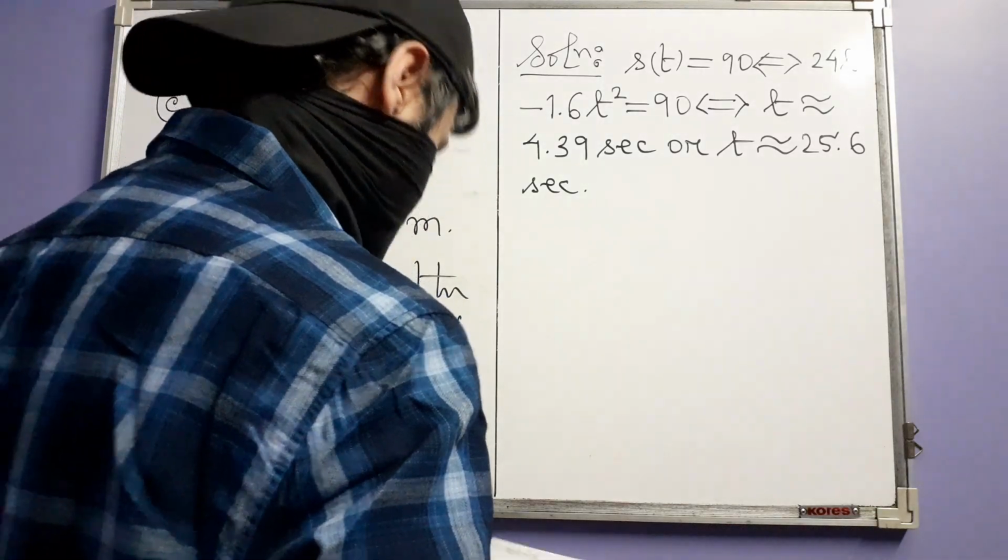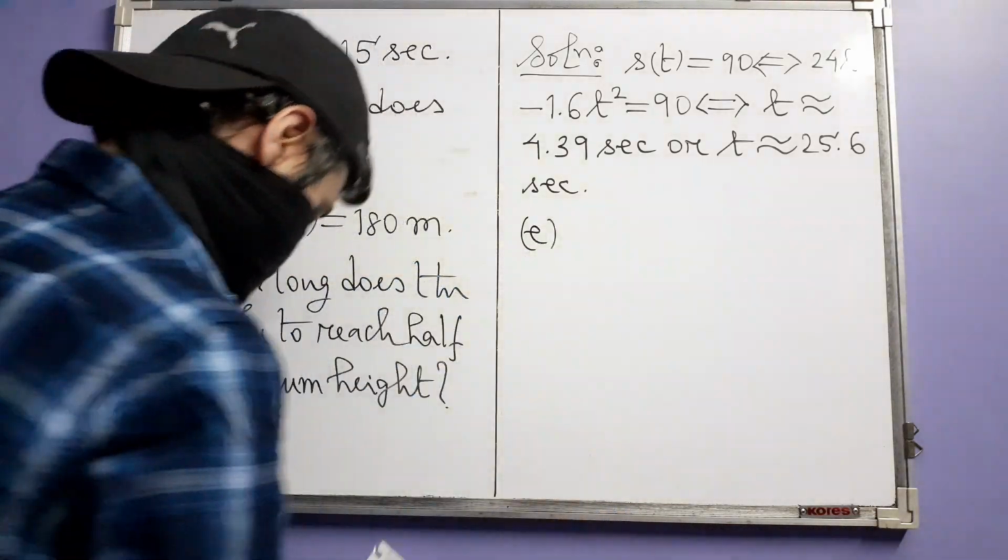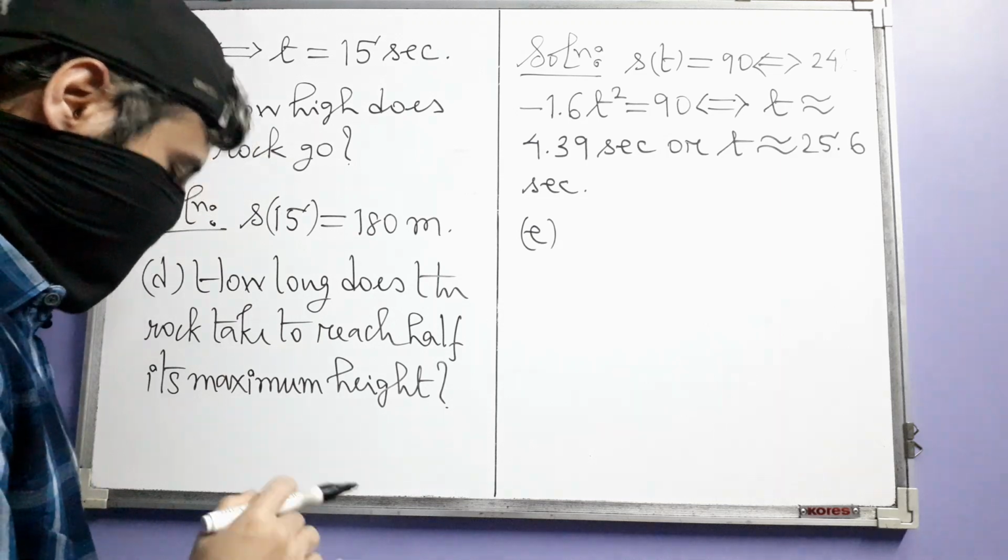Then finally there is another one, E. How long is the rock aloft?